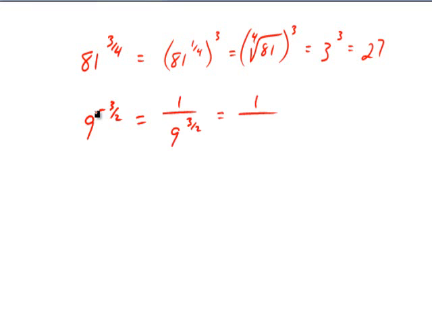I can rewrite the denominator as 9 to the 1/2 power raised to the third power, or the square root of 9 raised to the third power, or 1 over 3 to the third power, which is 1 over 27.